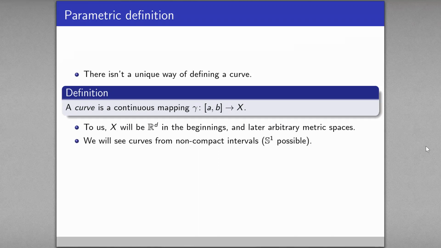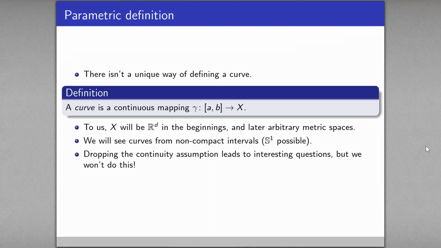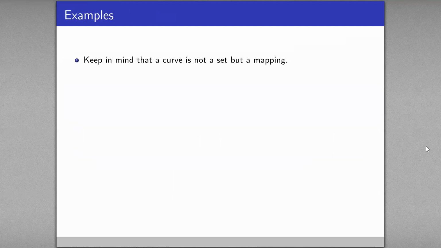Again, we don't have to have a compact interval. We can even have the circle. And Leoni's book does an amazing job of not starting with a continuity assumption and then proving things actually about these intrinsic definitions through this Hausdorff measure I alluded to before.